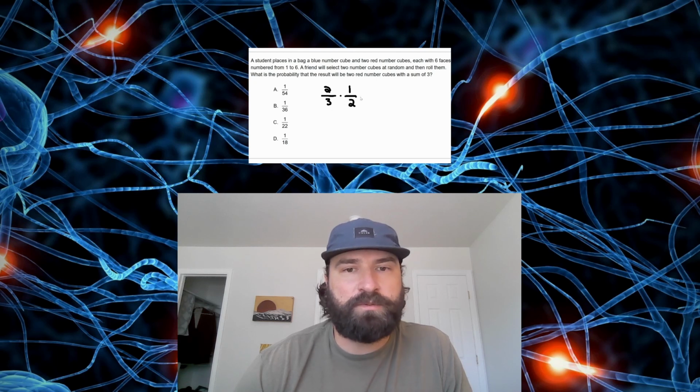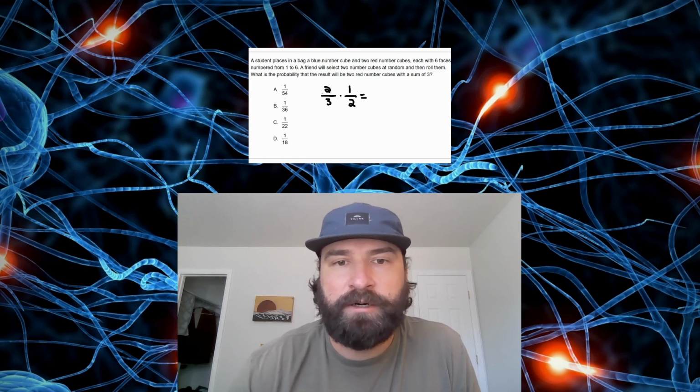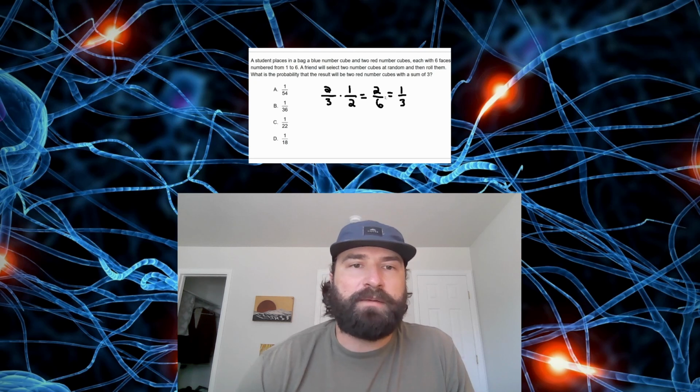And we can multiply those probabilities to figure out the probability of drawing 2 red number cubes, which is one of the elements of what they're asking here. So 2/3 times 1/2 is 2/6. We can simplify that to 1/3. So 1/3 of the time you should draw 2 red number cubes.